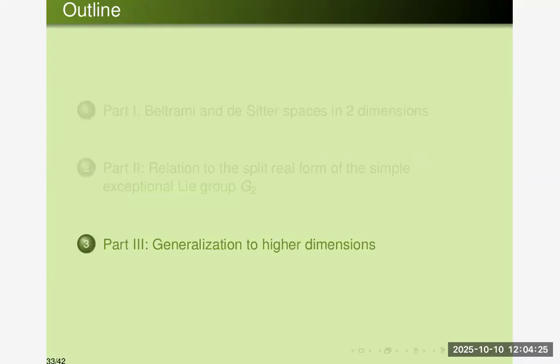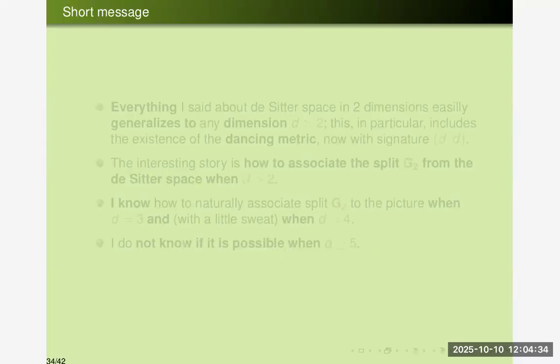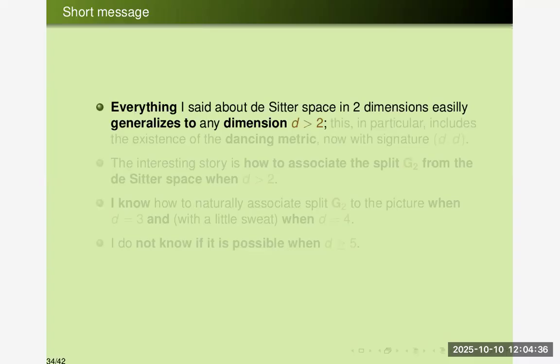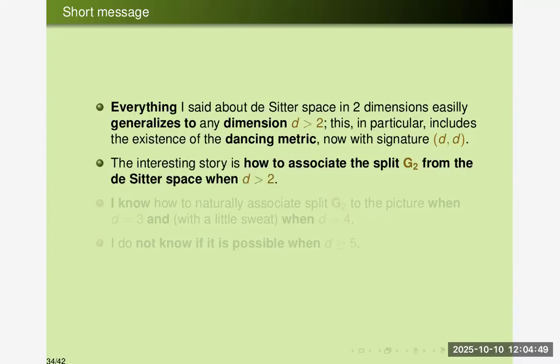Part 3. Can I do it in any dimension? Yes, I can, with some sweat. Everything I said about de Sitter space in dimension 2 easily generalizes to any dimension. This in particular includes the existence of the dancing metric. And now the dancing metric has split signature (D, D). Okay? The interesting story is how to associate the split G2 from the de Sitter space when D is greater than 2.